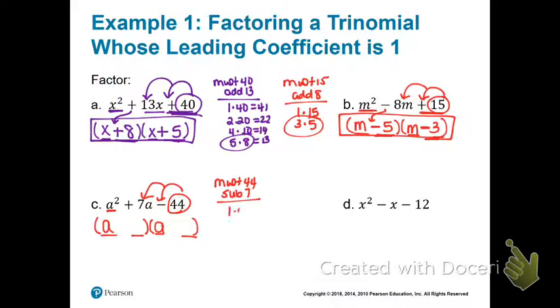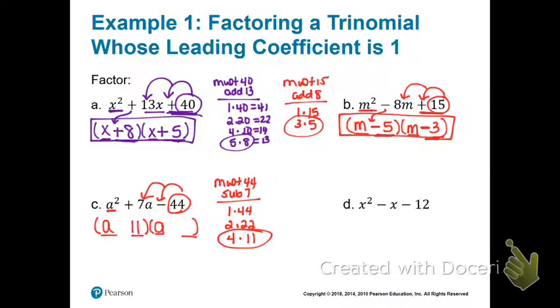So let's see, 1 times 44, 2 times 22, 3 doesn't go into it, 4 times 11, 5 doesn't, 6 doesn't, 7 doesn't, 8 does not, 9 does not, 10 does not, 11 times 4, I'm repeating myself. So I've got everything that multiplies to 44. Which of these subtract to 7? Well, 11 minus 4 is 7.